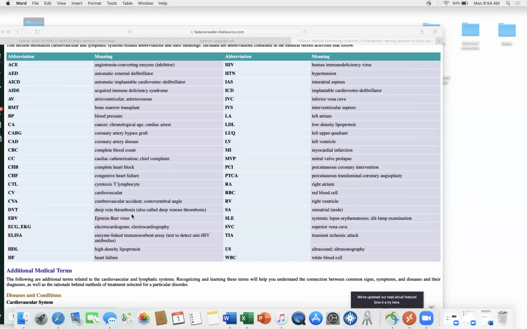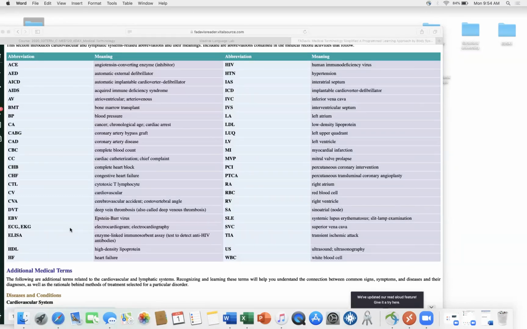DVT, deep venous thrombosis. This is the reason, if any of you were pregnant or know somebody who's pregnant, why we make you walk right after you delivered your baby. Not to be cruel, but in order to increase your blood flow so there won't be thrombosis or abnormal clotting. And we now know if I have an abnormal clot, can I get a CVA? Can I have a myocardial infarction? Yep. EBV, Epstein-Barr virus, very, very common.